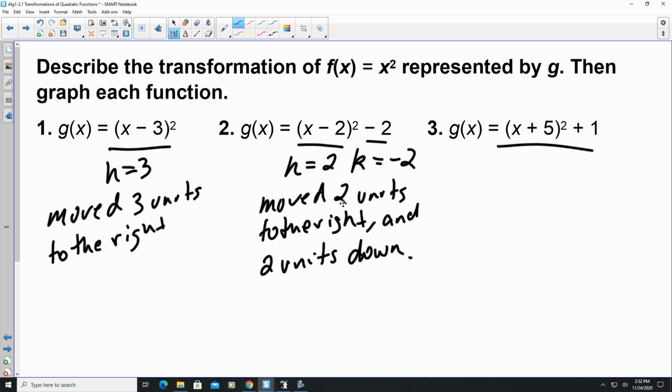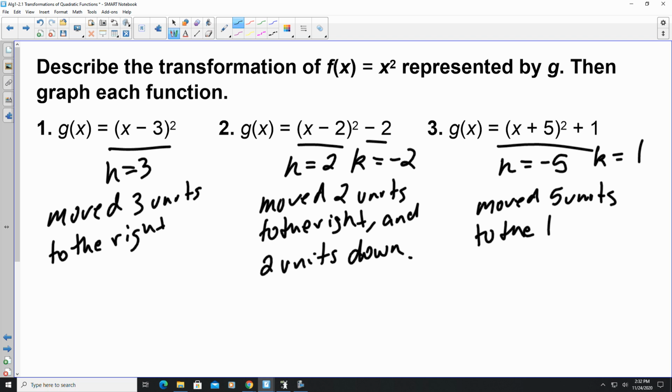Looking at number 3, in this case, it's x plus 5, so that means that h is negative 5 and k is positive 1. So it moved in 2 spots: it moved 5 units to the left and 1 unit up.